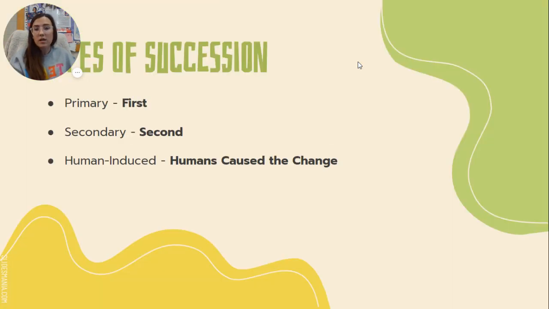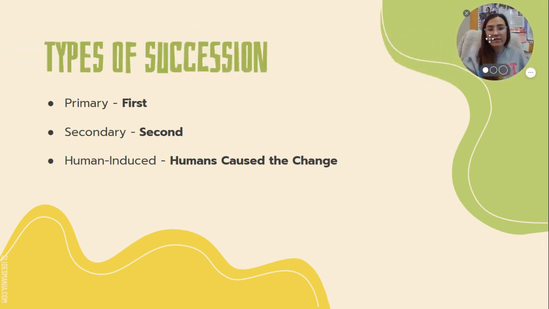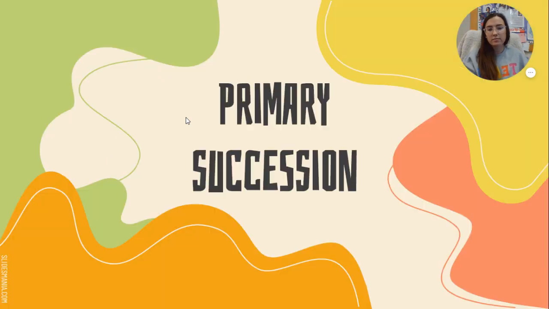Okay? So let's look first at the different types of succession, or the different ways that Earth's surface changes. We have primary succession, secondary succession, and human-induced succession, okay? Today we're going to focus on these first two. Notice that primary means first, secondary means second. So primary succession happens first. Let's explore it.